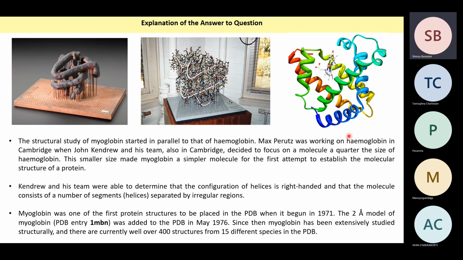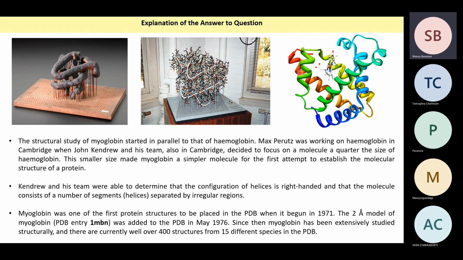Max Perutz was also working on hemoglobin at the same time that Kendrew was working on myoglobin. But since the size of myoglobin was much smaller, like 1/4 the size of hemoglobin, the myoglobin structure was discovered first. And if you want to see an all atom structure, this was the structure of myoglobin with the all atom representation.